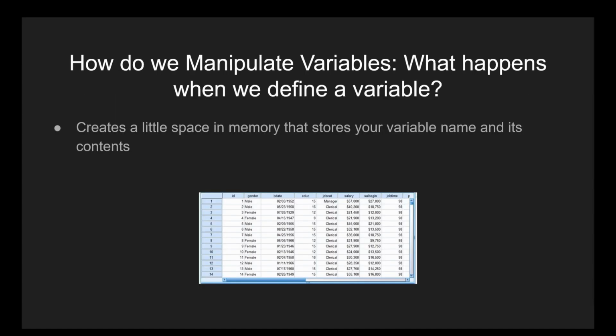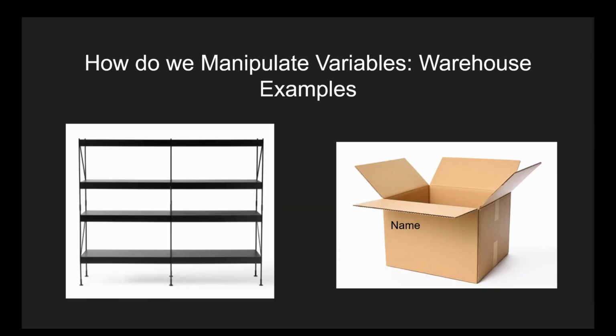Now when we write a line of code which initializes a variable and that code is executed, the computer essentially creates a little space in memory that stores your variable name and its contents so that it can be referenced later. Going back to our cardboard box example, think of it as if you have a storage facility and you make a new cardboard box labeled name, and inside of it you put a piece of paper with the words null pointer exception on it.